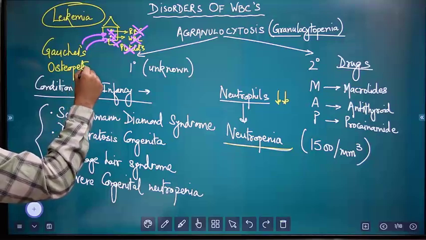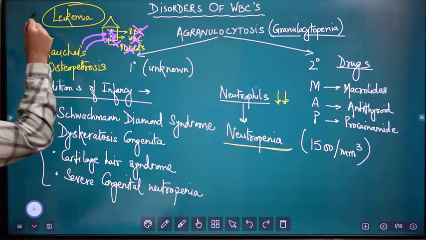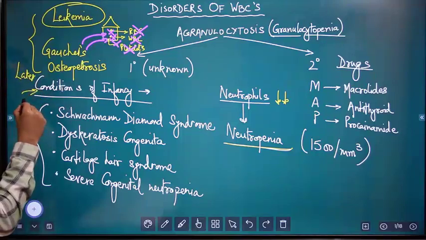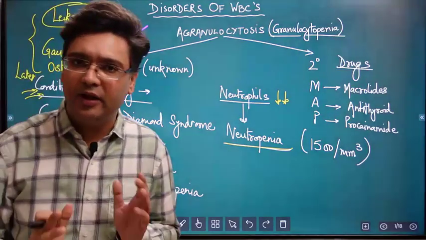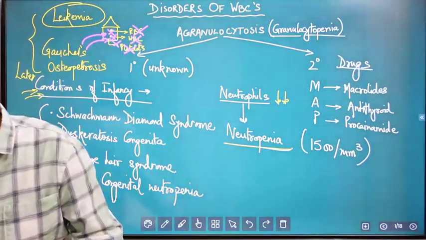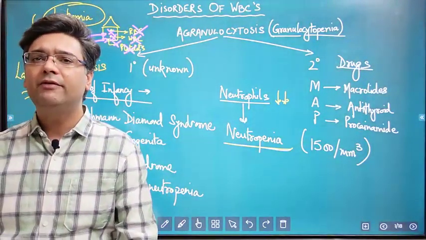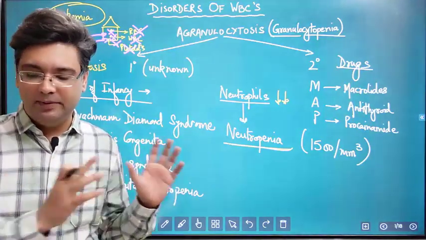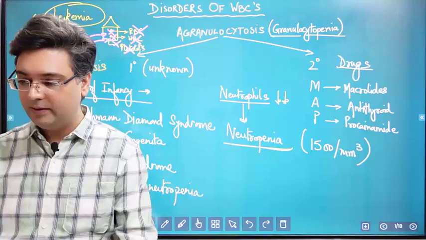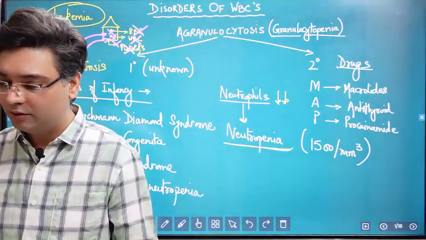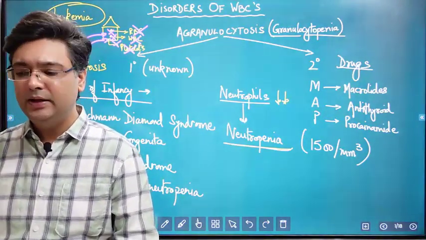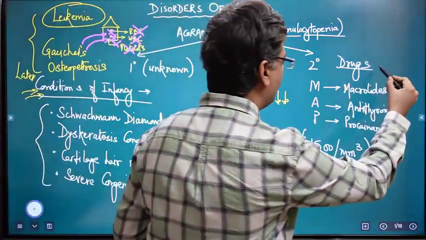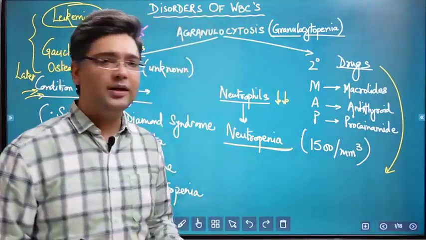Now these three conditions which I have mentioned are seen in later life and should not be confused with the conditions of infancy. They should not be confused with the conditions of infancy. So what we are seeing is that a plethora of conditions can be a cause of neutropenia. In fact, there are more drugs which can result in neutropenia.